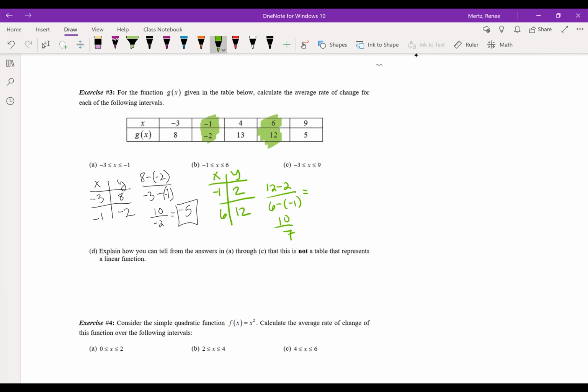So -3 goes with 8. 9 goes with 5. Sorry, I copied this one wrong. It was a -2. -1, -2 makes it a 12 minus a -2, which is positive, making that a 14. Sorry, that rate of change was 2. So be careful when you copy your values that you don't make a mistake like I did.